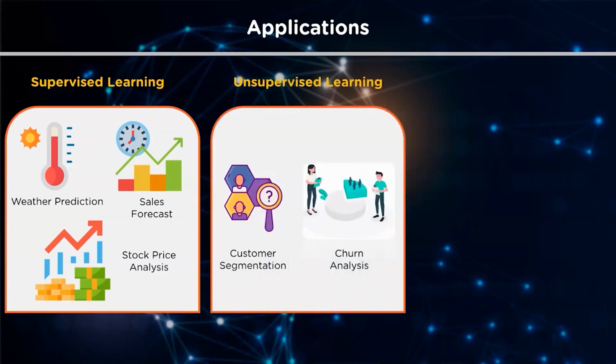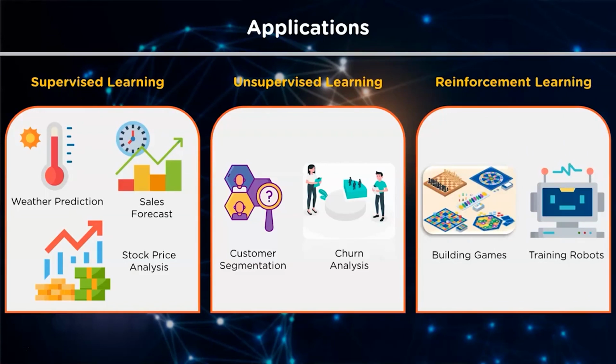Now, talking about the applications of unsupervised learning, we have customer segmentation. So based on customer behavior, likes, dislikes, and interests, you can segment and cluster similar customers into a group. Another example where unsupervised learning algorithms are used is customer churn analysis. Now, let's see what applications we have in reinforcement learning. So reinforcement learning algorithms are widely used in the gaming industries to build games. It is also used to train robots to perform human tasks.